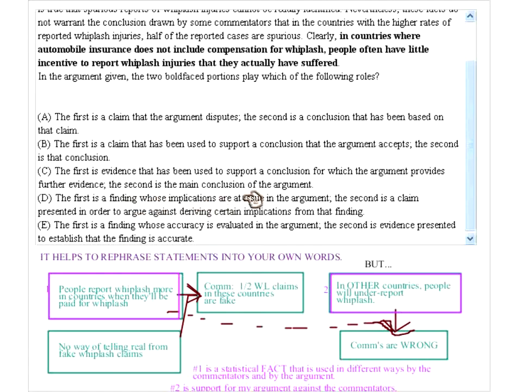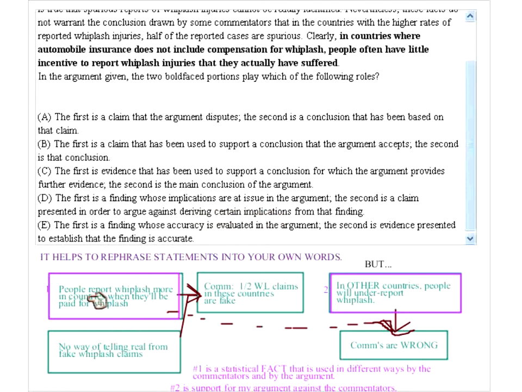D, the first is a finding whose implications are at issue. That seems to fit because at issue means we're arguing about what it means. Well, they use it to support this, I use it to support that. So that's true. And then the second is presented in order to argue against deriving certain implications. Okay, this is used to support my argument against that argument. So that's pretty good. The first is a finding whose accuracy is evaluated, except it's not.